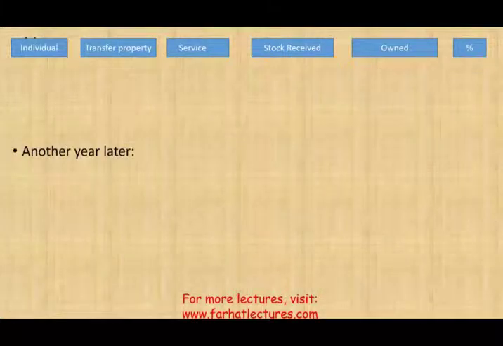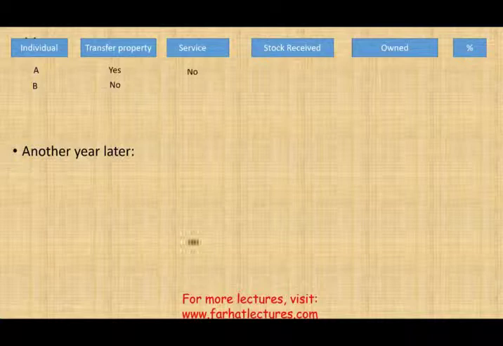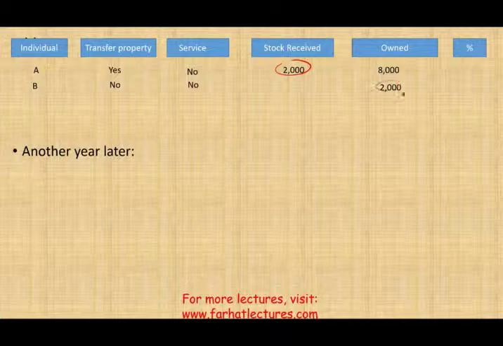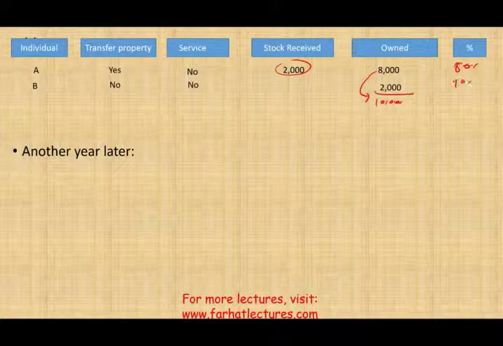Let's take a look at another year later. Another year later, A contributed property. B did not contribute anything. Neither of them contributed services. A received, as a result, 2,000 new shares. Just 2,000 new shares gave A 8,000 total. And B still owns 2,000 of the company. Well, let's take a look at it now. Now we have 10,000 in total. Notice A now owns 80% and B owns 20%.